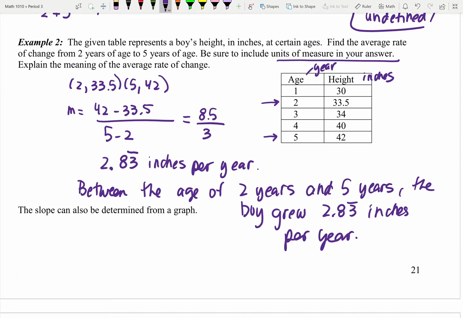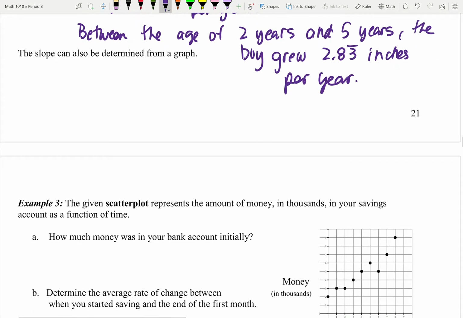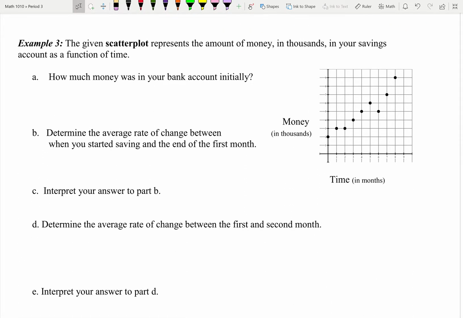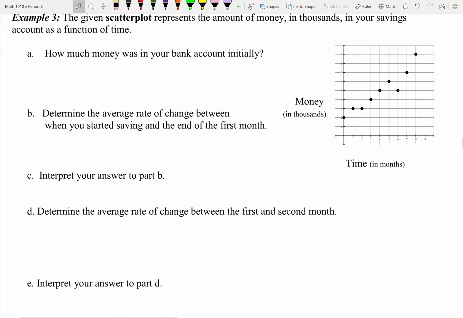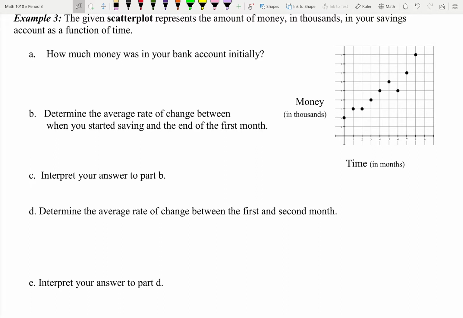Who says I feel good about this lesson so far? I'm understanding what you're doing. Okay, yay. Okay, you can also get a slope from a graph. Look at example 3. This is a scatter plot. A scatter plot is just a whole bunch of dots. It represents money in thousands in your account over time in months. Determine how much was in your bank account initially. Everybody do that. Look at the graph and tell me how much money you had in your bank account to begin with. Just write it for a second, then we'll share, okay?